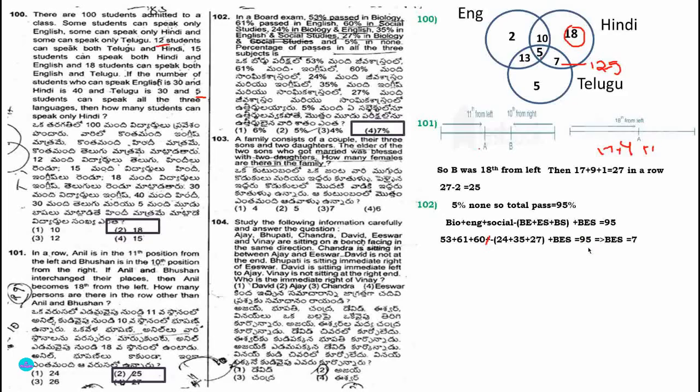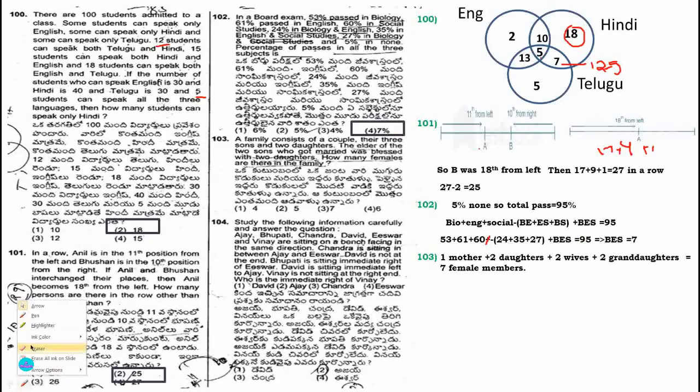There are 3 sons and 2 daughters. The elder of the 2 sons who got married was blessed with 2 daughters. How many females are there in the family? So totally how many are there? See here. Totally how many people are there?